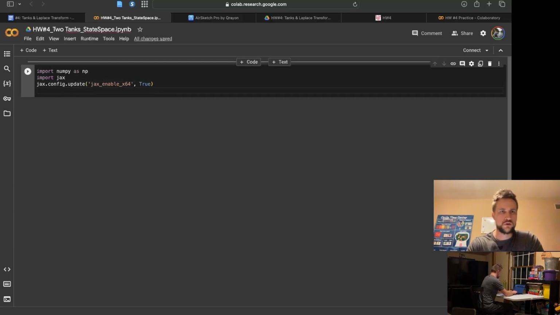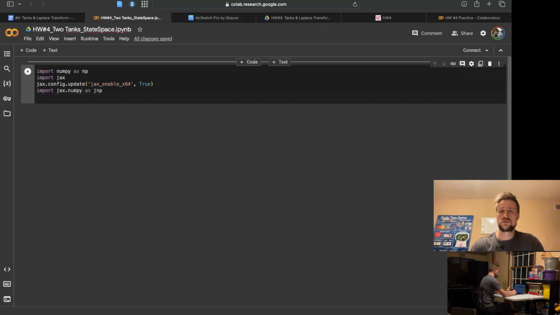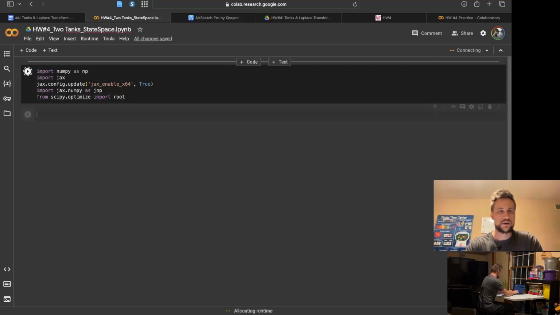All right, and then we're going to need this. And then we are going to use a root solver in order to determine what our initial heights are in both tanks. So let's go ahead and bring in from that tool, from SciPy.